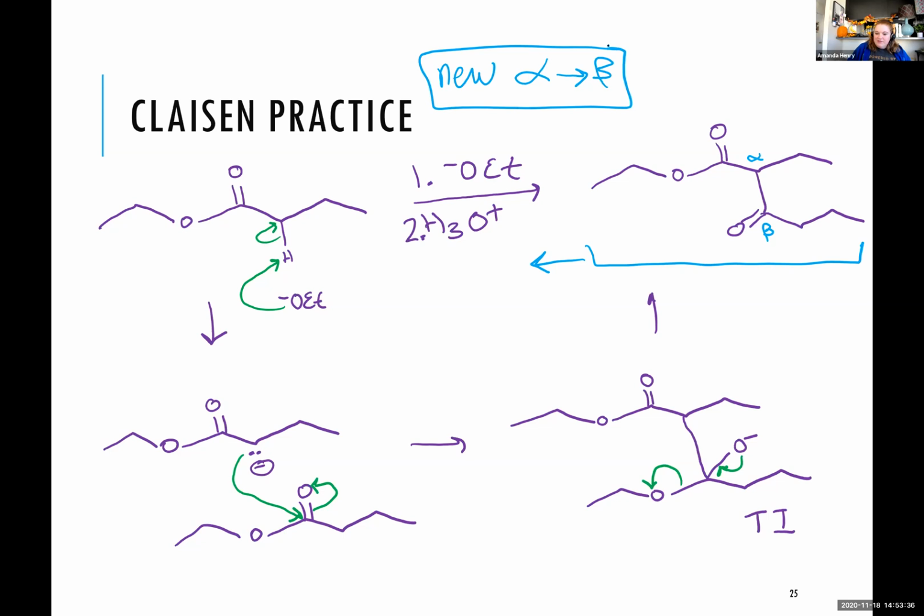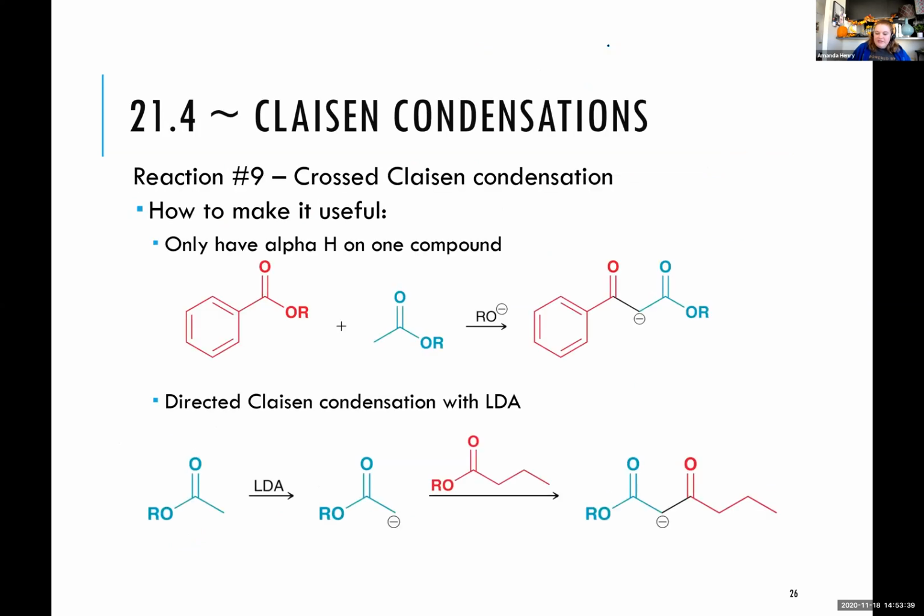Then let's look at crossed Claisen. Just like we did crossed aldol, reaction number 9 is crossed Claisen. This just means that we're reacting two different esters together. And when we started today, we talked about the two different ways to minimize the product. So when we have a crossed aldol, we make 4 products.